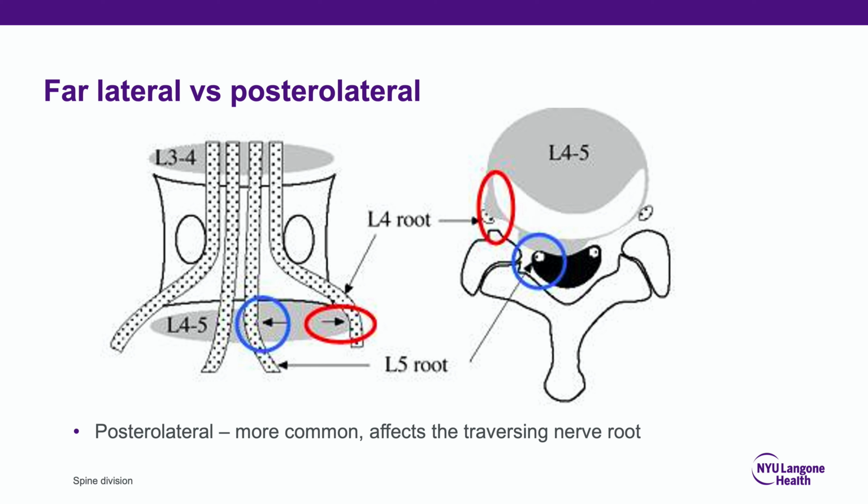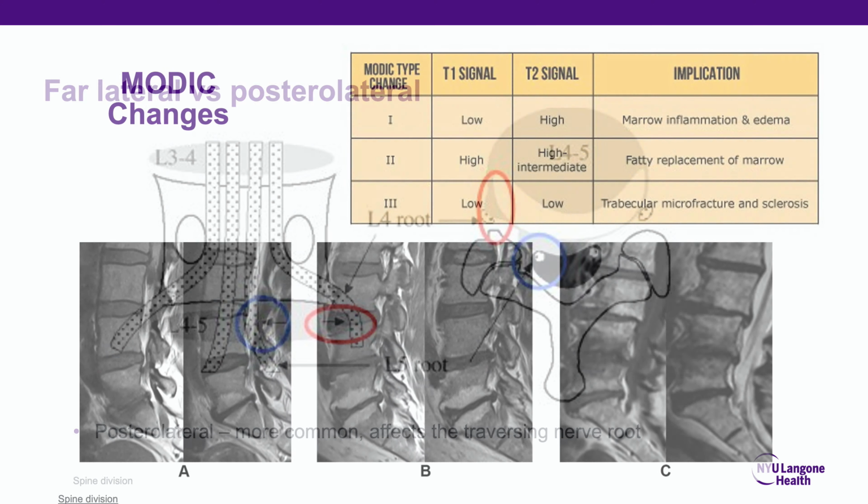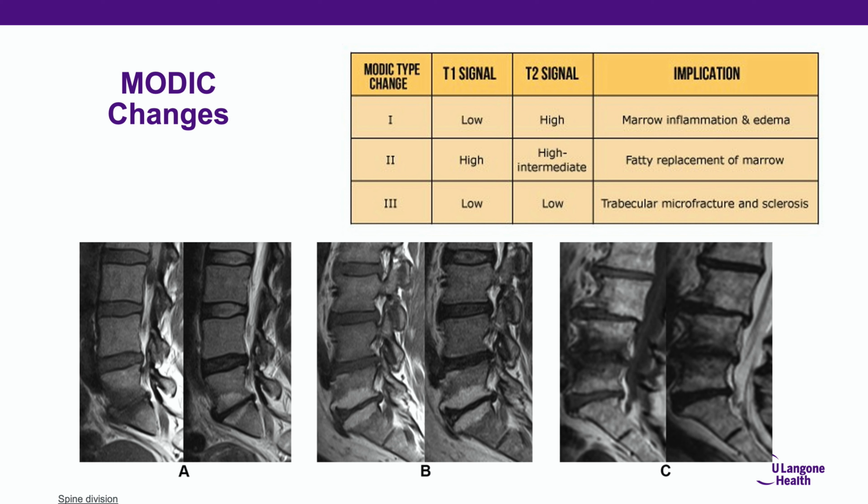This is again to show that the posterolateral or paracentral disc herniation, which is the most common, affects the traversing and not the far lateral or the exiting nerve root. I'm talking about lumbar back pain and disc herniation.